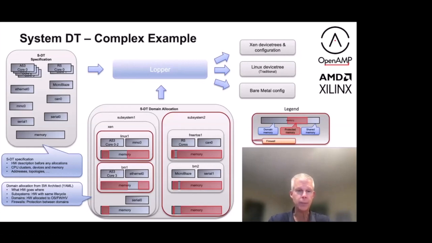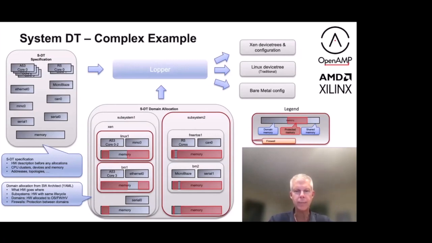Within the subsystem, in subsystem 1, we have one domain. It's a Xen hypervisor domain with 2 guests, Linux 1 and bare metal 1. We have some cores in that, so 3 cores for Linux, 1 for the bare metal. We have some devices in it, and then some memory, and some memory is shared.